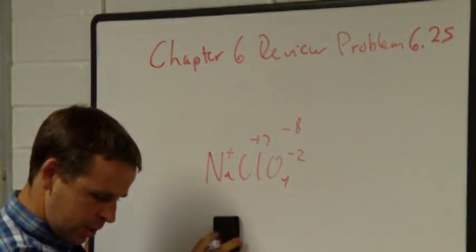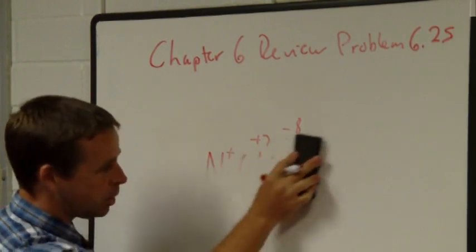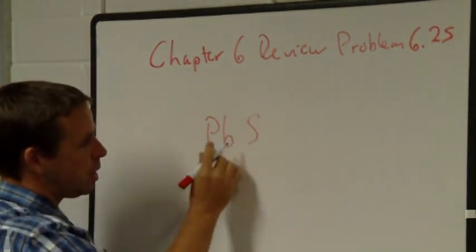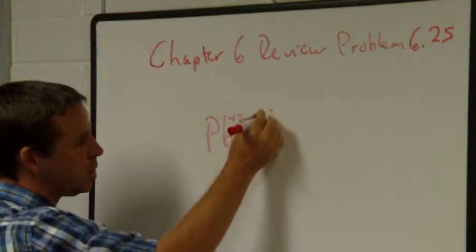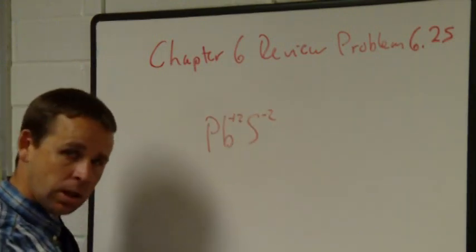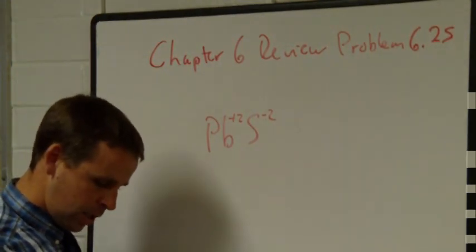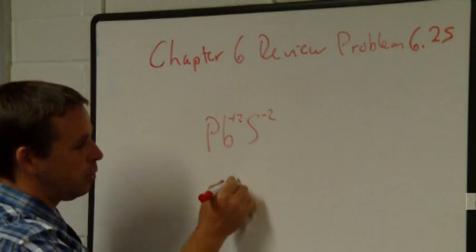627. Assign oxidation numbers to the elements in the following. Lead sulfide, PbS. So this is a +2 and a -2, just the charge on the ions when it's an ionic compound. Titanium chloride, TiCl4.